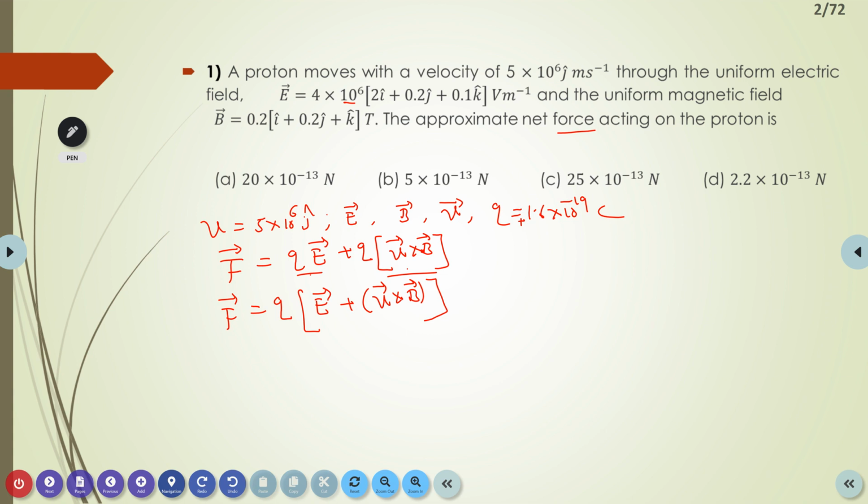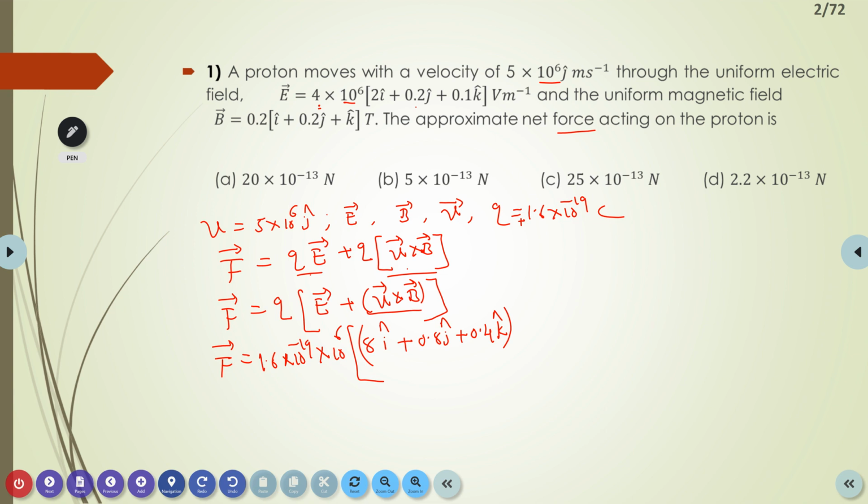Here 10 to the power of 6 is common in each term. So I will write F bar equals 1.6 into 10 to the power of minus 19 into 10 to the power of 6, which is common. Now substitute the value of E. Here 4 into 2 is 8 i cap, plus 4 into 0.2 becomes 0.8 j cap, and next 4 into 0.1 becomes 0.4 k cap. This is one quantity.